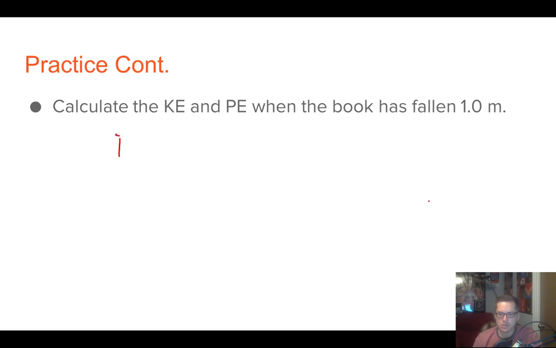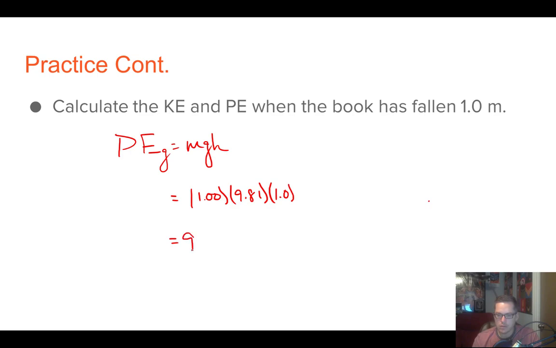So let's do potential energy first. The potential energy due to gravity is equal to mgh. I'm just going to skip through this here. So mass is 1.00, and 9.81 for gravity. And the height, well, it's fallen 1 meter. It started at 2, so it'd be 2 minus 1, or just 1. So we'll be at 9.81 joules. That's the potential energy due to gravity.